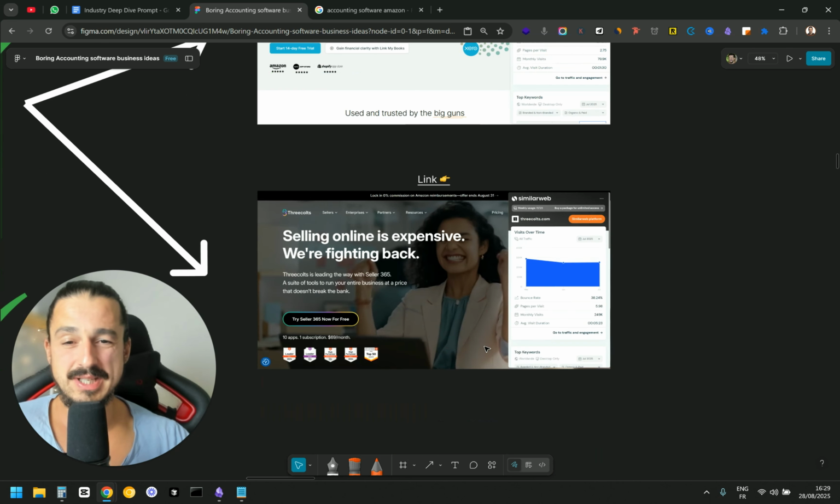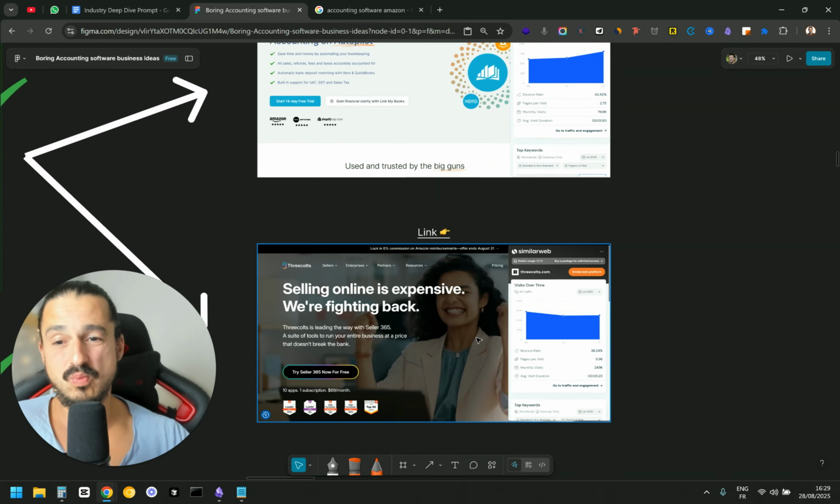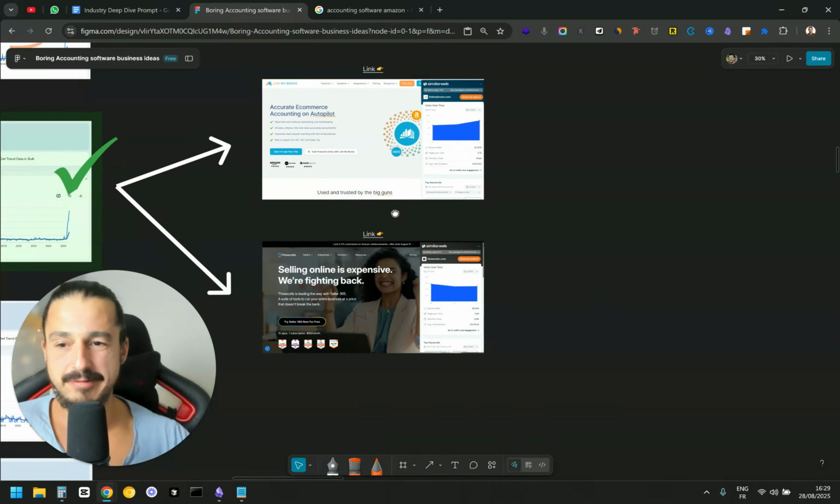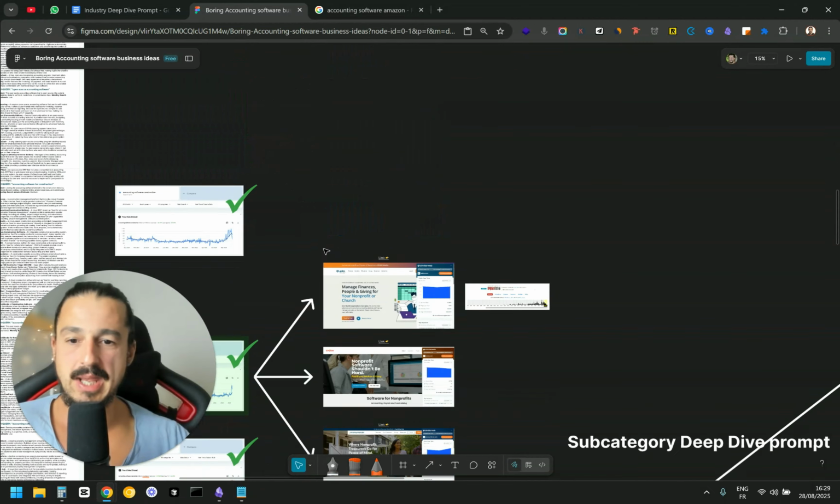And they are already quite well established. So it is worth digging into it, going to the next step. But I didn't find it was the most interesting one.